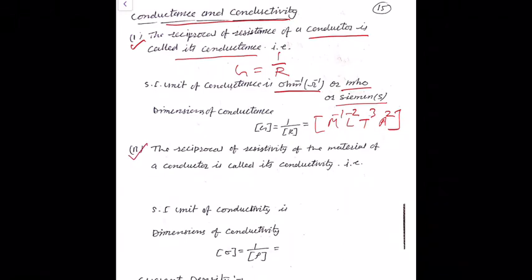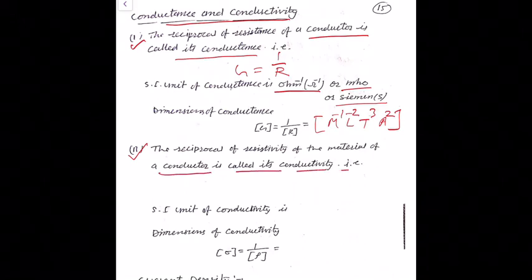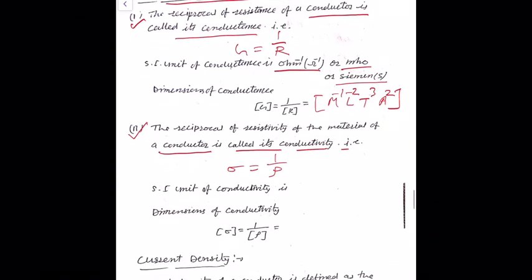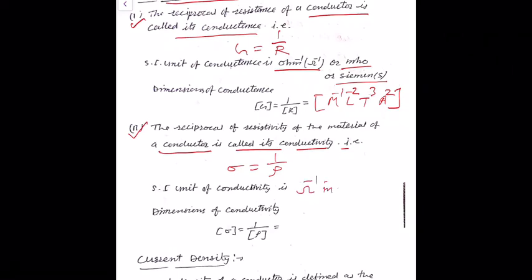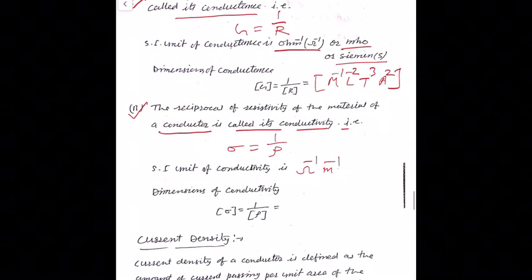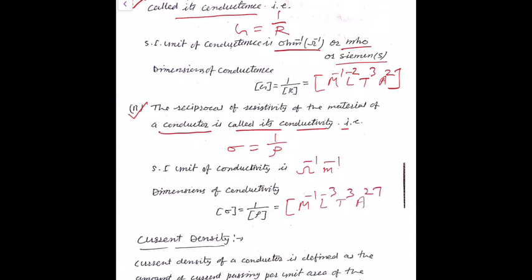Second, the reciprocal of resistivity of the material of a conductor is called its conductivity. That is, sigma is equal to 1 upon rho. SI unit of conductivity is ohm inverse and meter inverse. Dimension of conductivity: sigma is equal to M minus 1 L minus 3 T3 A square.